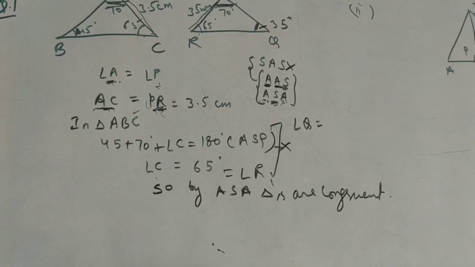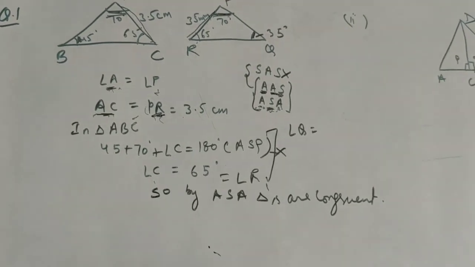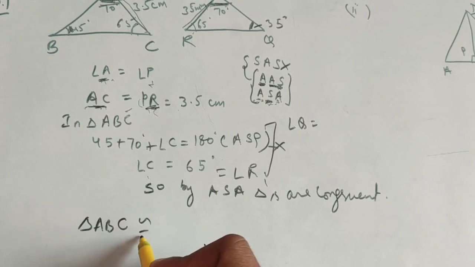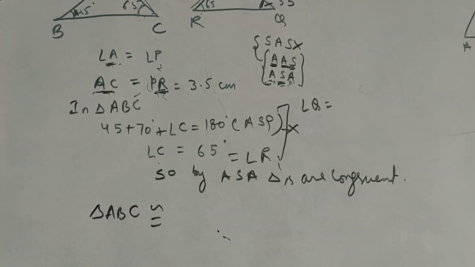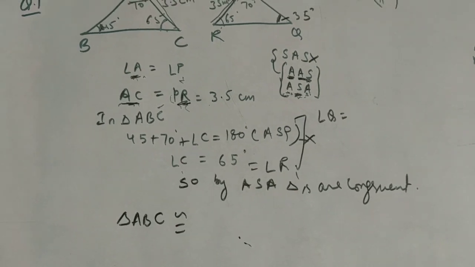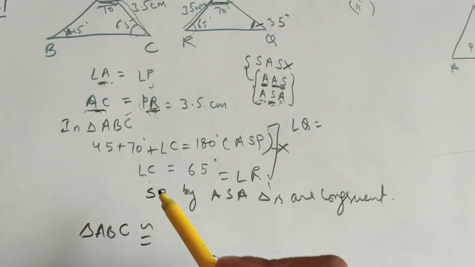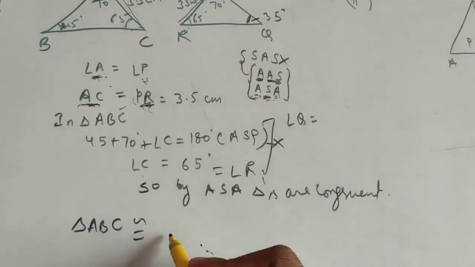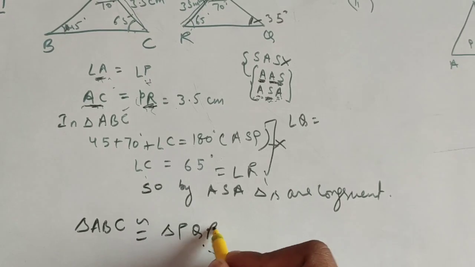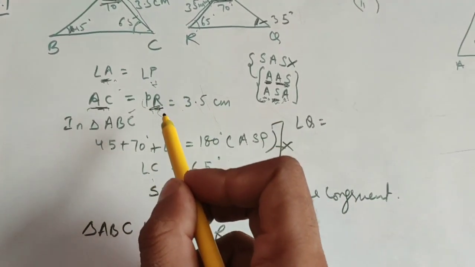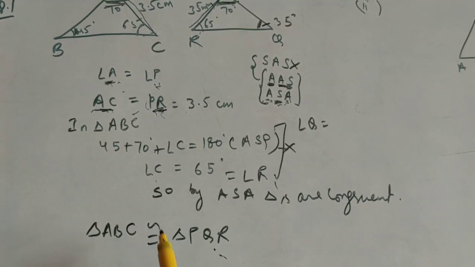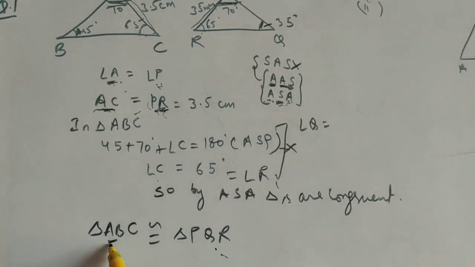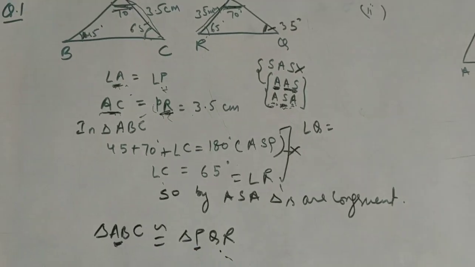Now one more thing is important. While writing down the congruency you have to be very careful. Suppose I want to say that triangle ABC is congruent to which triangle. You have to write down corresponding parts. What do we mean by corresponding parts? Angle A is equal to angle P. So suppose I write triangle PQR here. Angle A should be equal to angle P, so the first point is A here, so the first point should be P.